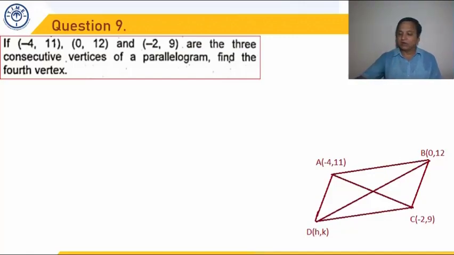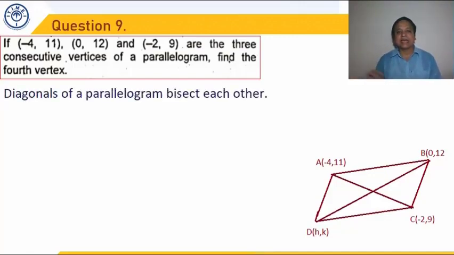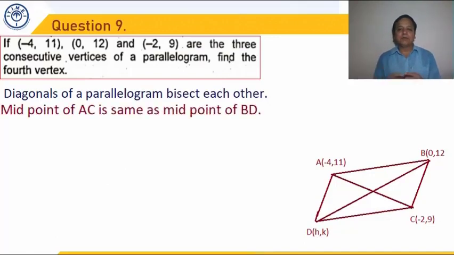Now since it's a parallelogram, one simple application is that the diagonals of a parallelogram bisect each other. Bisect means they divide each other into two equal parts. So what do we mean by this? Diagonals of a parallelogram bisect each other means the midpoint of diagonal AC is the same as the midpoint of diagonal BD. So we can find the midpoint of diagonal AC and the midpoint of diagonal BD and equate the two to get the coordinates of D, that is H, K.